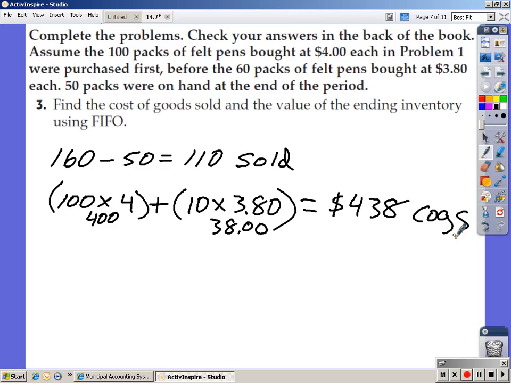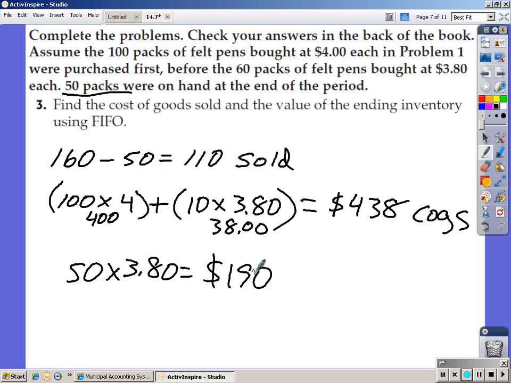Okay? Now, my value of my ending inventory, it told me that I had 50 packs remaining on hand. 50 times 3.80 is $190. That is my inventory remaining on hand. All right? Not too terribly tough.